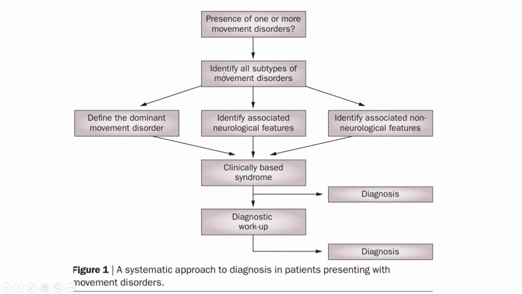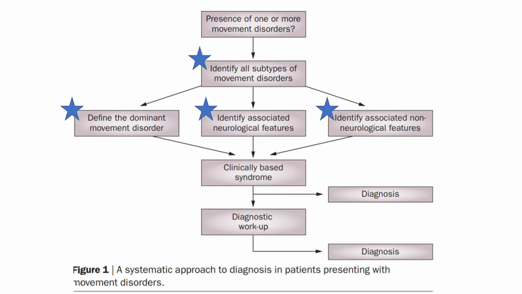Next, second, we need to define the dominant movement disorder, because many times movement disorders are present in combinations. Second, we need to identify any associated neurological features, and more importantly, associated non-neurological features. All this together will make a clinically based syndrome. Once we have the syndrome, we will have a provisional diagnosis, do a diagnostic workup, and ultimately have a final diagnosis. So this is a systematic approach to diagnosis in patients presenting with movement disorders.